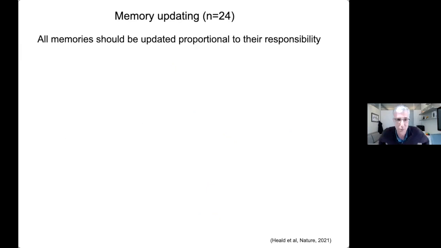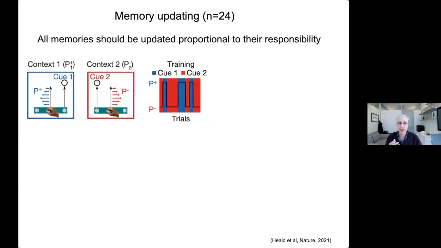This is a complicated experiment. So that's our prediction. There are around 24 participants in a memory updating experiment. And the way this works is we want to engender in the person's brain 2 contexts. And we want them to associate each context both with a perturbation, state feedback, and with a sensory cue. So this is the first time I'm really bringing a sensory cue in. So context 1 is going to be associated with P plus, a perturbation in one direction, and a sensory cue 1. And the other context is going to be P minus, the opposite perturbation, and a different sensory cue.